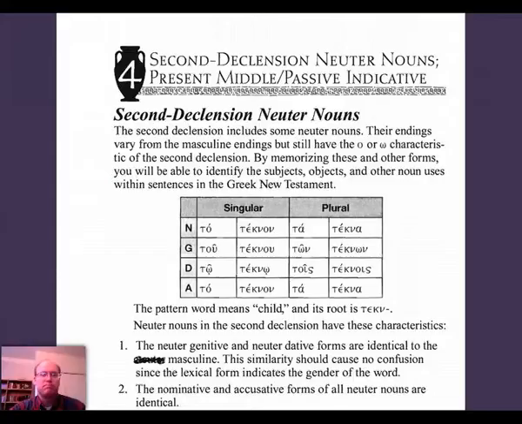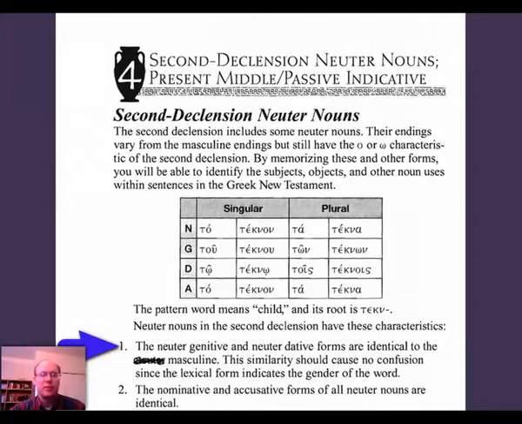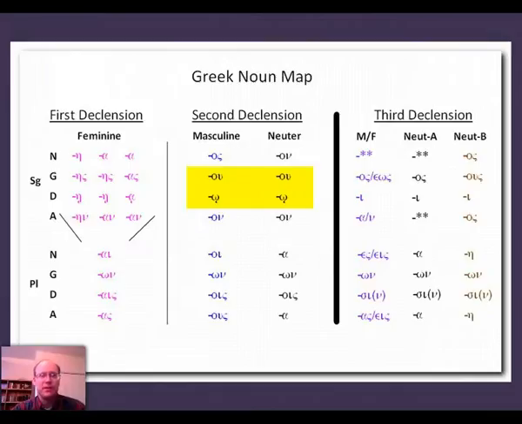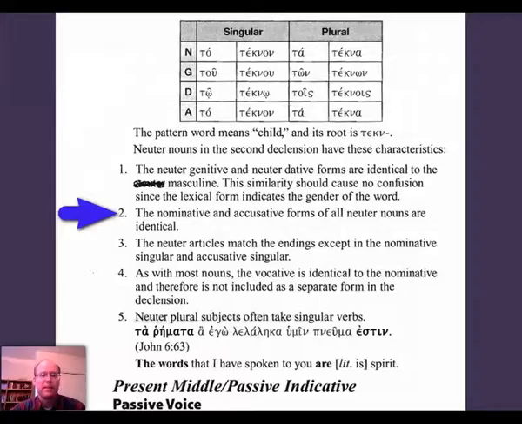Now, there are some characteristics of neuter nouns that are helpful to be aware of. The neuter genitive and neuter dative forms are identical to the masculine forms. So, as you can see here, the genitive and dative singular endings for both masculine and neuter second declension nouns are -ou and -o, respectively. Secondly, the nominative and accusative forms of all neuter nouns are identical. Specifically, you can see here that the nominative and accusative in both the singular and the plural are identical.